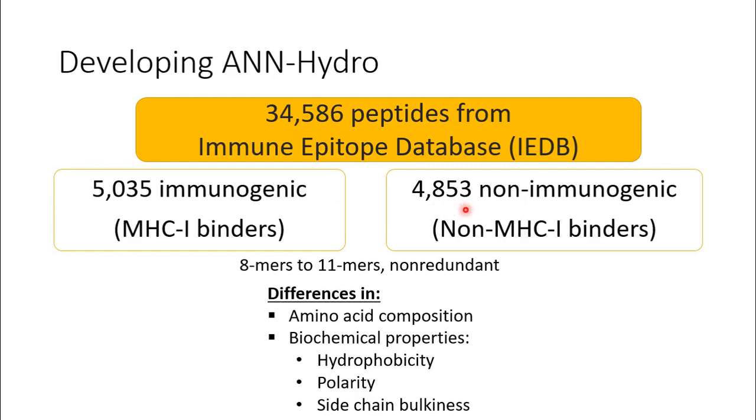And 4,853 non-redundant peptides were non-MHC1 binders and are referred to here as non-immunogenic. The differences in amino acid composition and biochemical properties of these two groups were then studied. This includes differences in hydrophobicity, polarity, and side chain bulkiness.